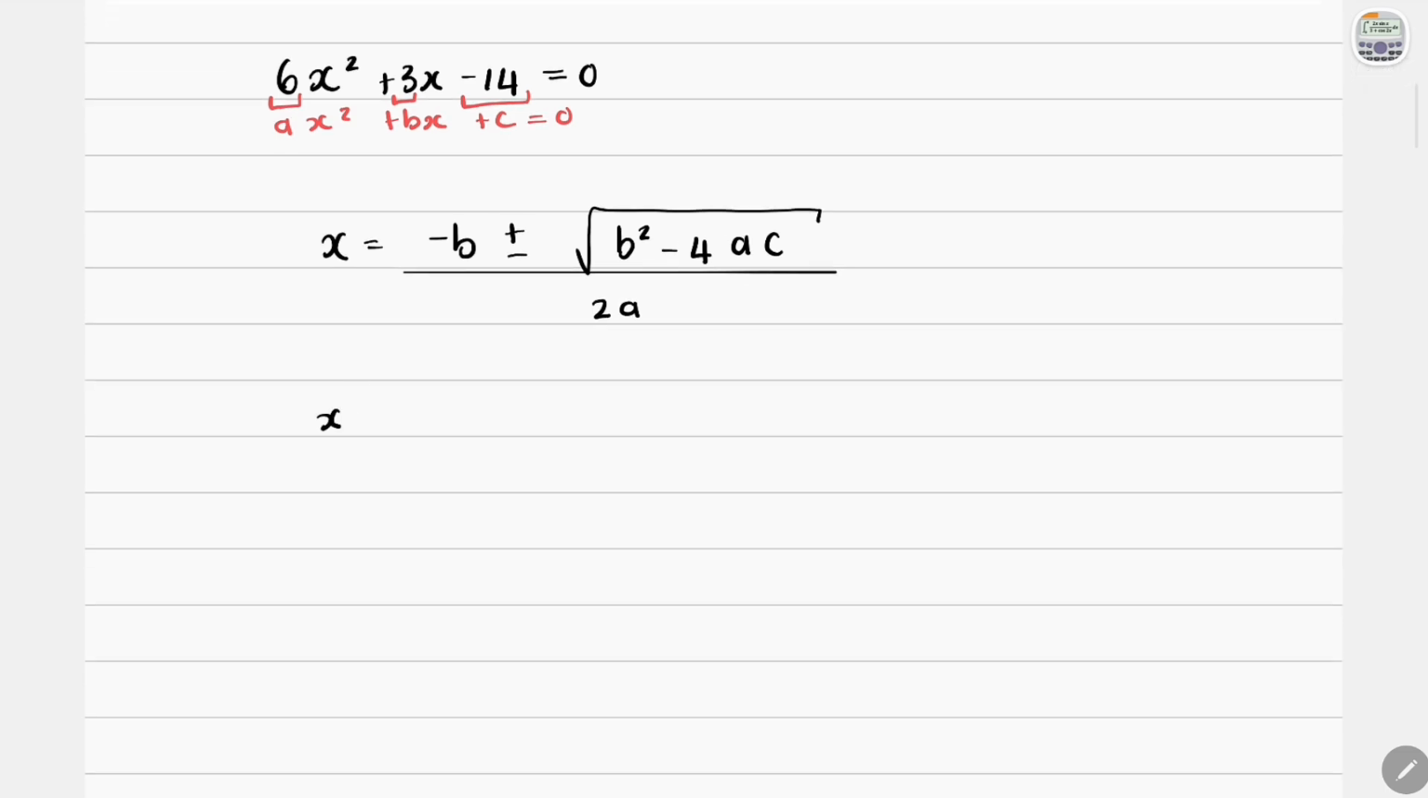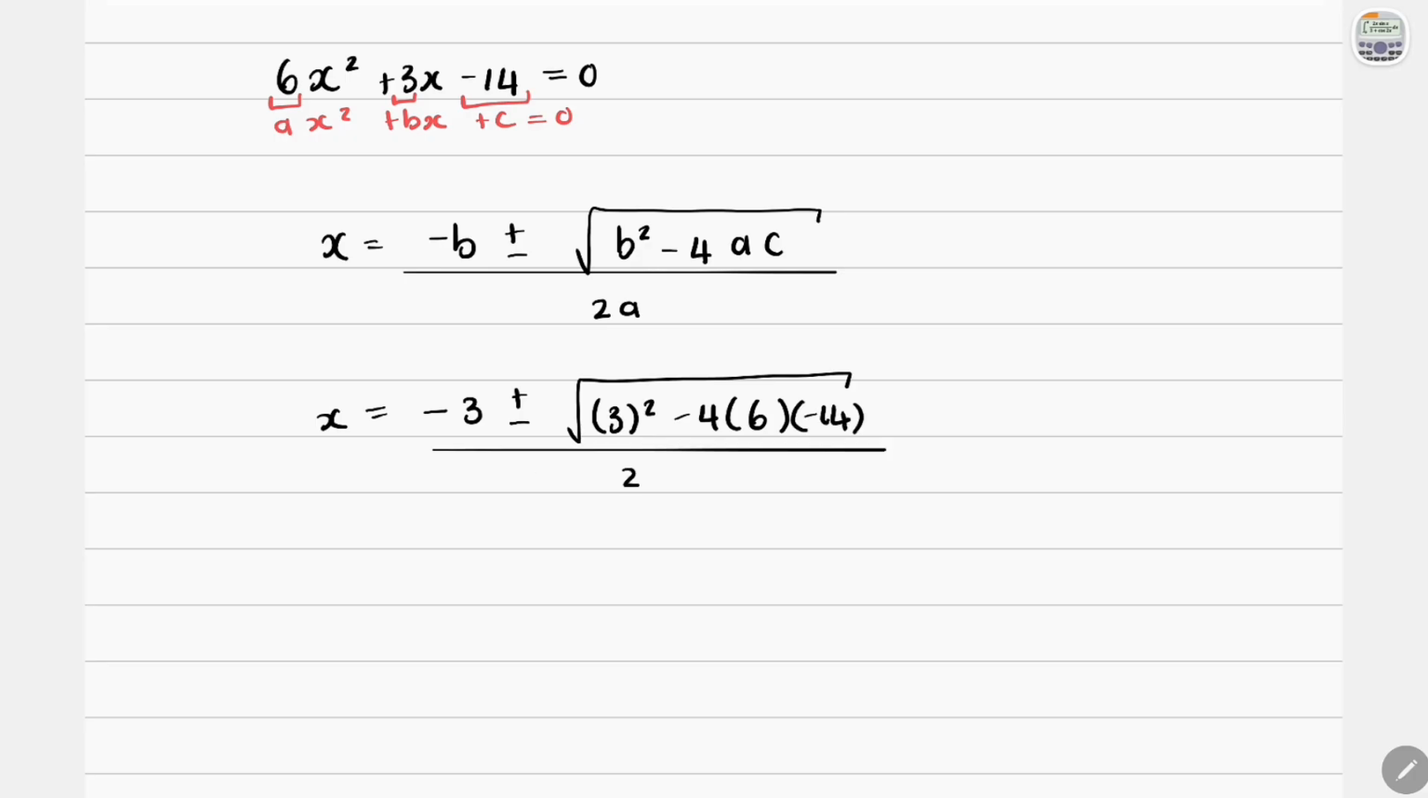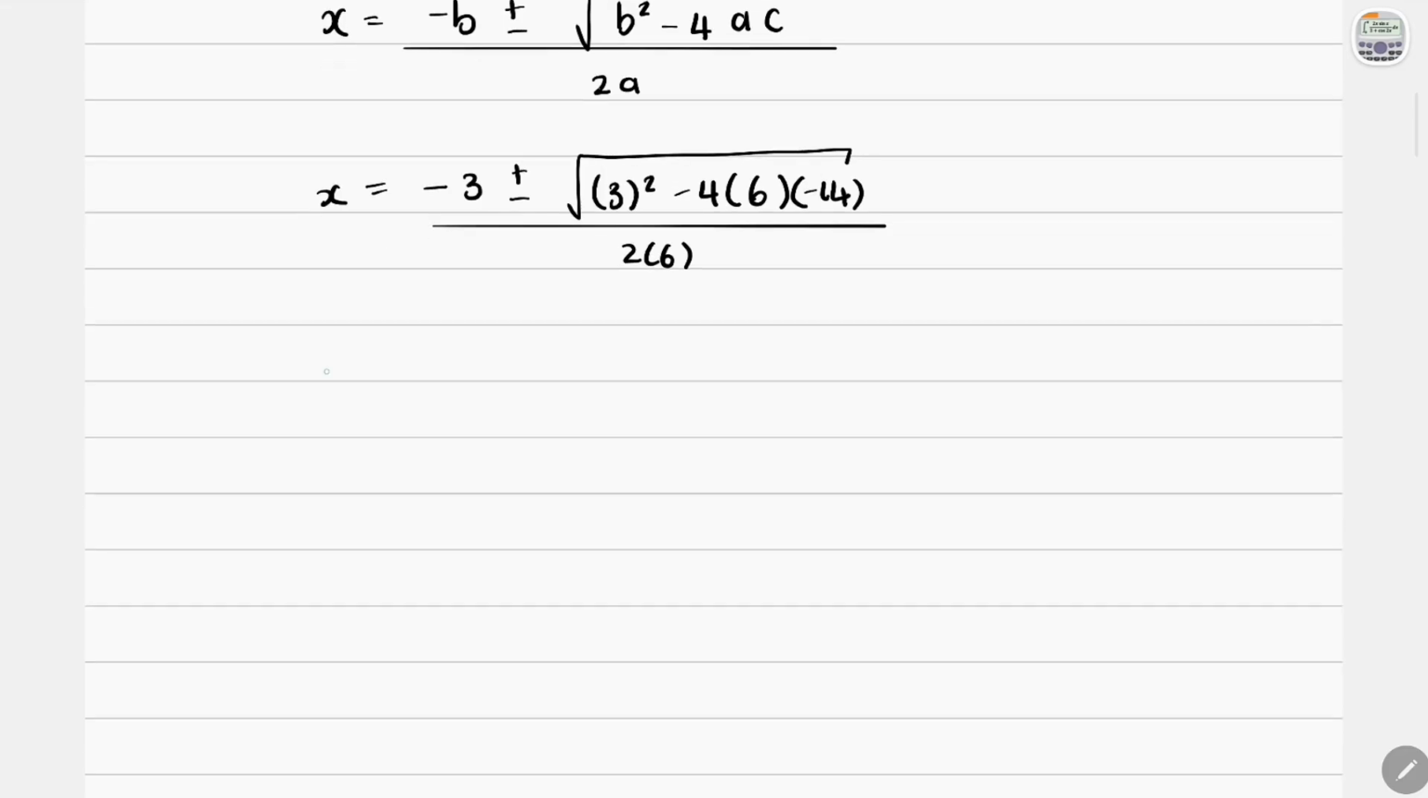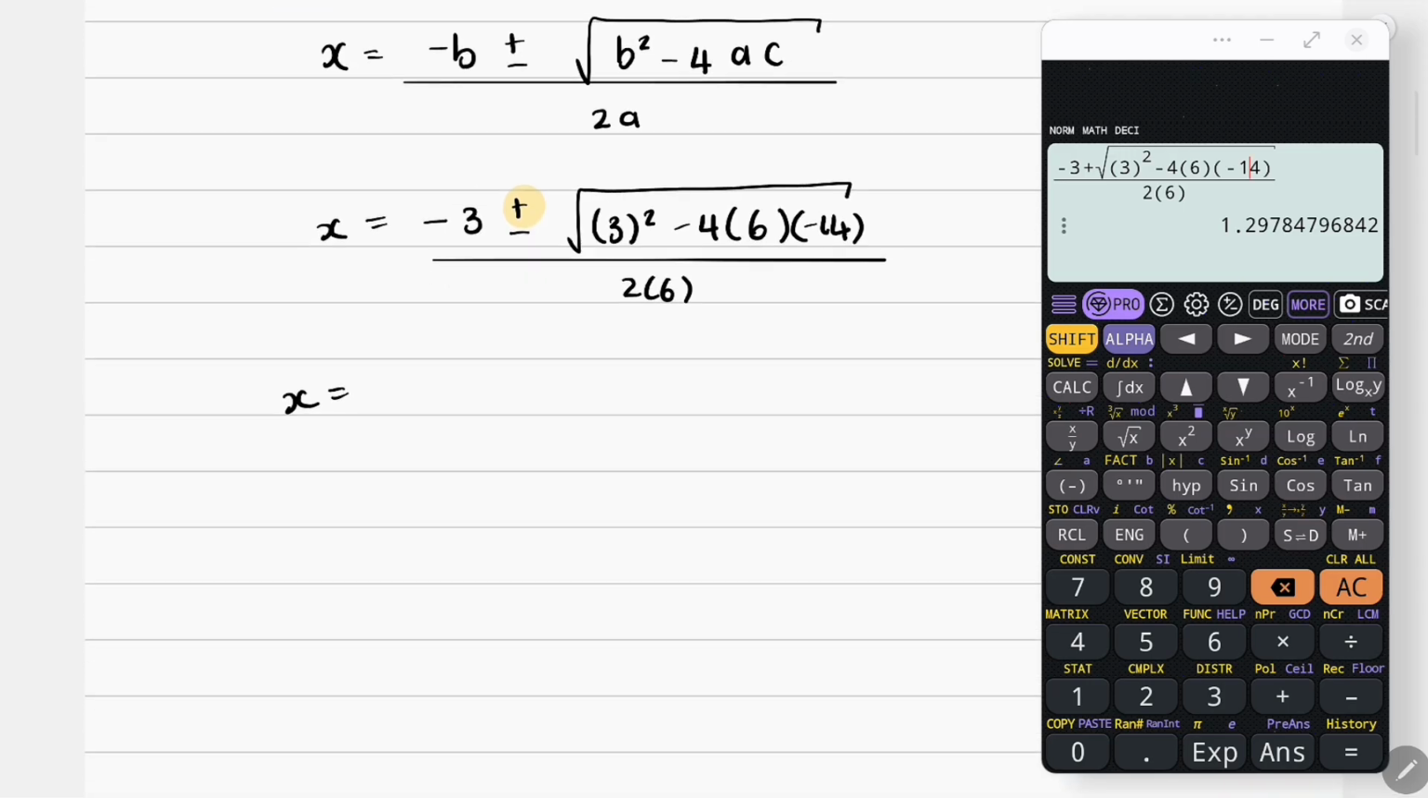So we'll just say x is equal to, and we have negative, and b is just 3, plus minus the square root of 3 all squared minus 4 times a, which is 6, and then times c, which is negative 14, and then all over 2a, so 2 times 6. And let's go ahead and substitute. So I'm going to start with the plus, and let's see what we get. Okay, so this is what we have.